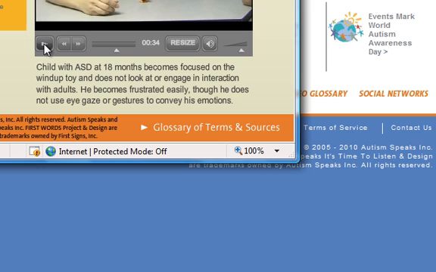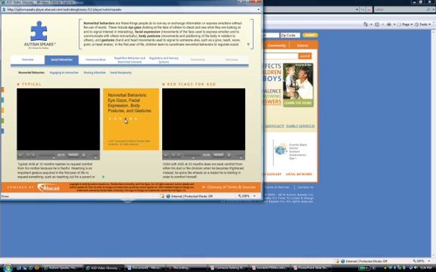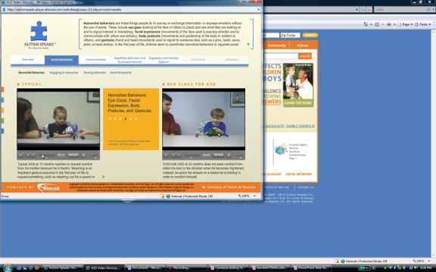Notice how the child doesn't make eye contact with either of the adults in the room, even when the mother takes the toy away. He stares right at the toy and doesn't look her in the eyes. And also the lady over here is wiggling her fingers, and he looks at the fingers and not at the woman. Or this other child over here, you can see he makes eye contact and wants to give the toy when it stops working.